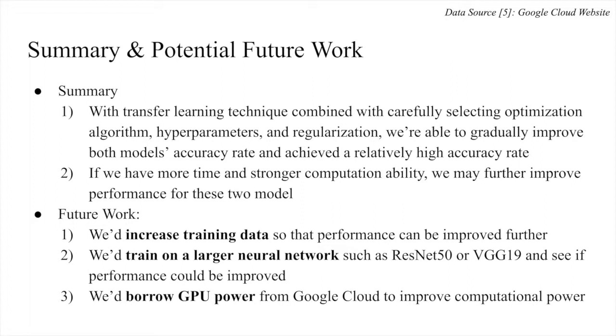If we have more time, there are three potential future works that we can do. Firstly, we'd like to increase training data amount so that performance could be improved. Secondly, we'd like to train on an even larger neural network such as ResNet 50 or VGG19 and see if the performance could be improved. And finally, we'd like to borrow GPU computational power from Google Cloud to improve the computational power.